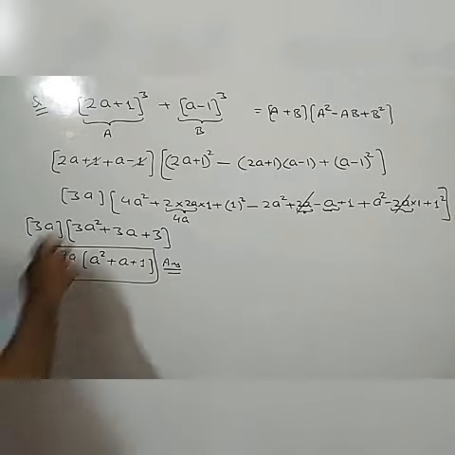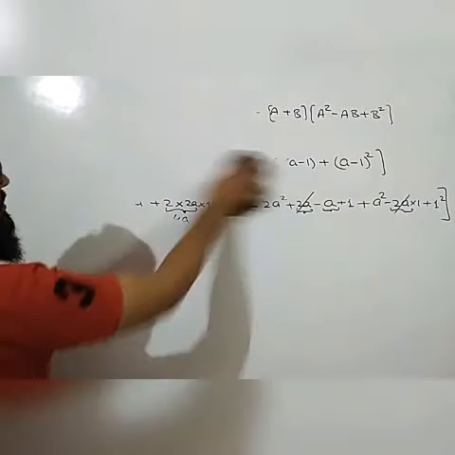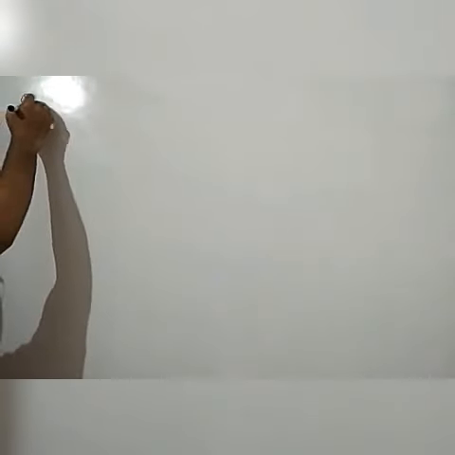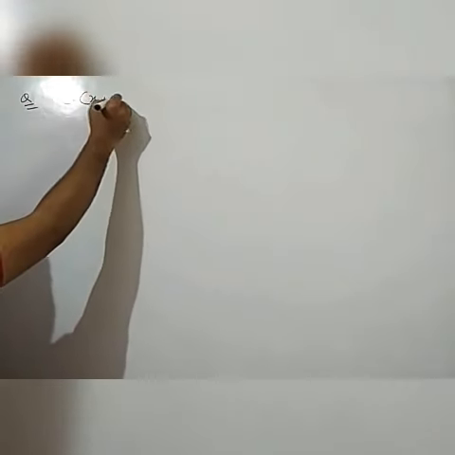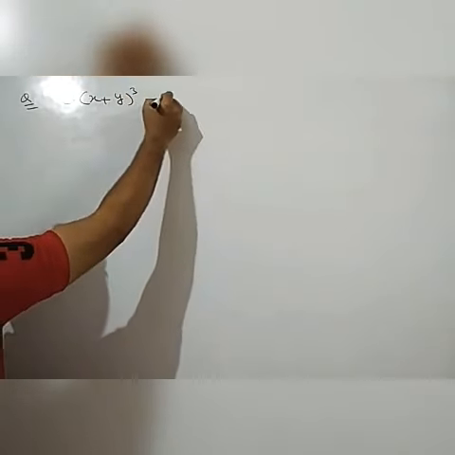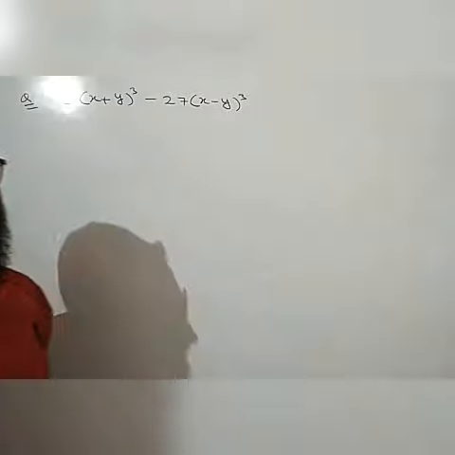Now coming to the next question. It is 8x plus y whole cube minus 27x minus y whole cube. Okay, this is the question now. 8x plus y whole cube minus 27x minus y whole cube.